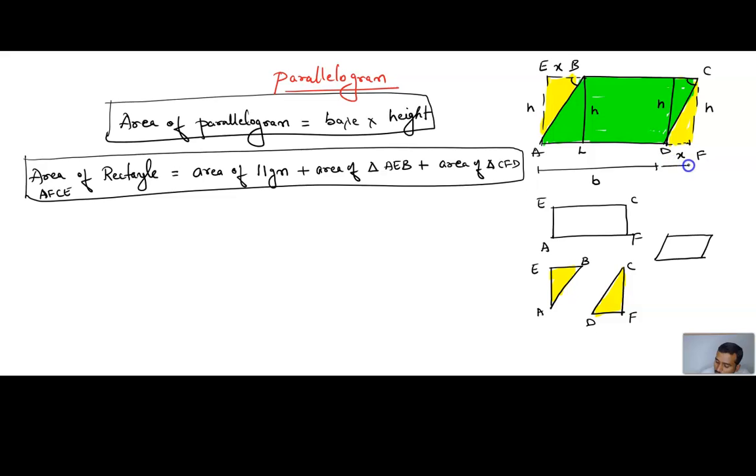Can you see this part, students? This complete part is the length, correct? So the length value is B plus X, length into breadth. Breadth is height, h, is equal to area of parallelogram, which we don't know and are going to find, plus the area of triangle AEB, that is half into base into height, half into x into h, plus half into x into h. Base is x, height is h.